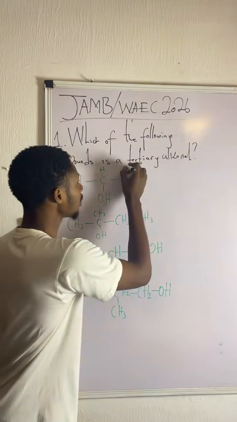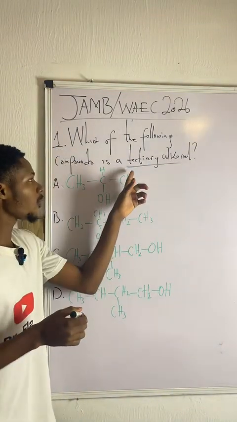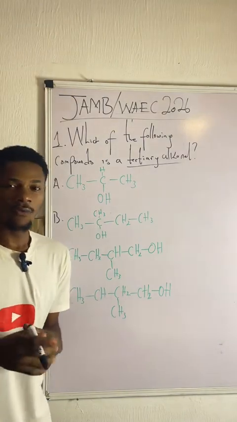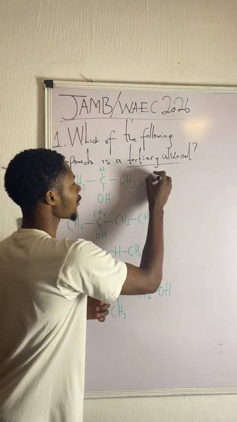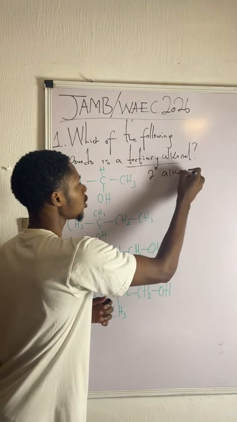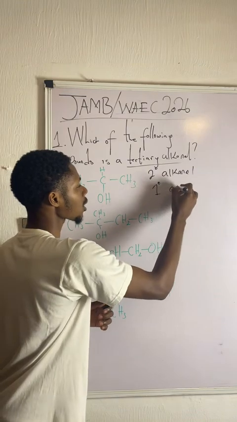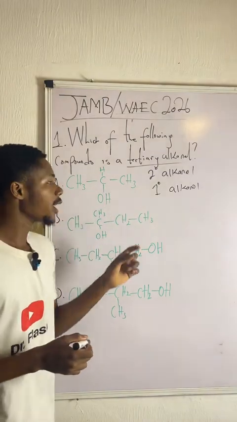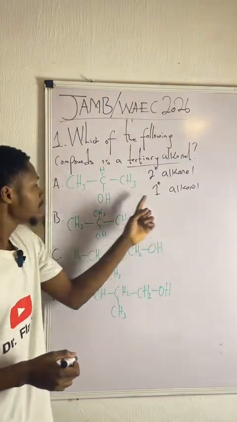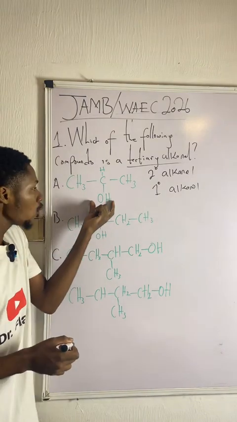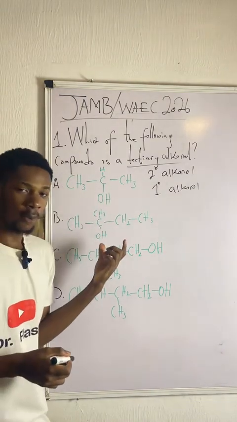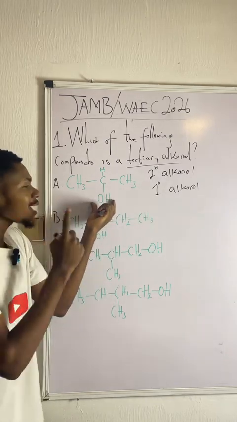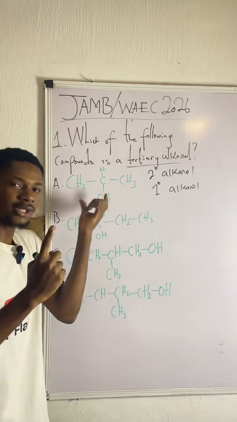Now, by definition, before you can answer this question, you need to know the meaning of tertiary alkanol. Okay, now you should know that there are 3 classes of alkanol. We have the tertiary alkanol, we have the secondary alkanol, and we have the primary alkanol. What are the definitions of these 3? Now, for the primary alkanol, the carbon that is carrying the OH, remember the OH is what gives the functional group for the organic compound, right? The carbon that is carrying the OH for a primary alkanol has just another carbon atom that is attached to it. Let me give you an example.